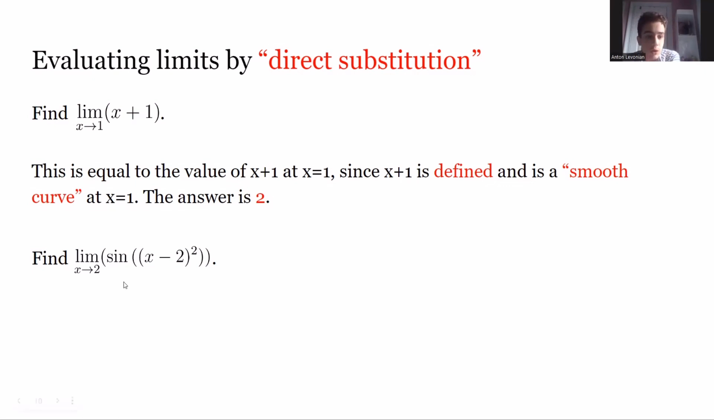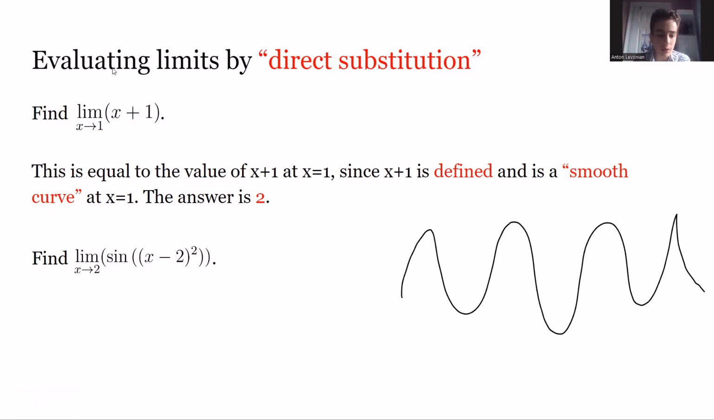Okay, so again, we can just use direct substitution here because sine of x minus 2, sine of x in general is defined everywhere in its domain. Squaring the inside and subtracting 2 from the x doesn't change that fact. So sine of x is defined everywhere. It has no irregularities because sine is just like a sinusoidal wave. It just looks like this.